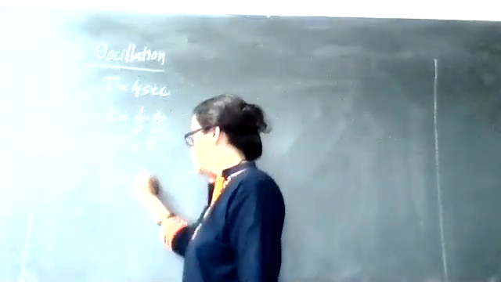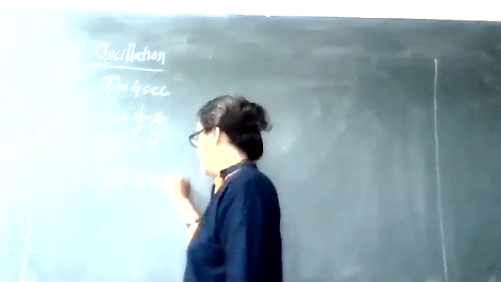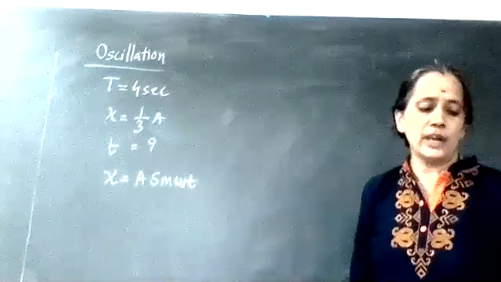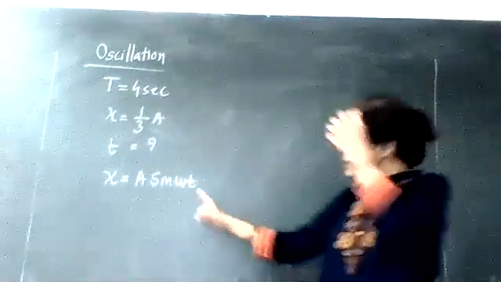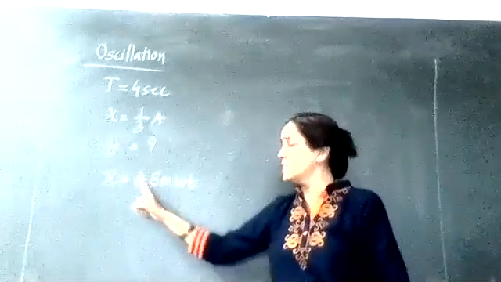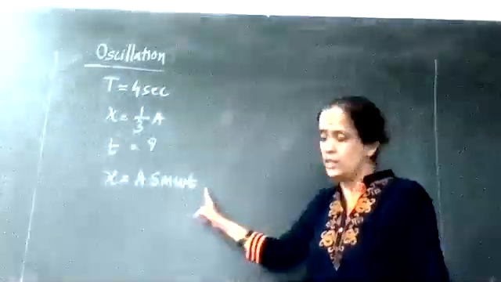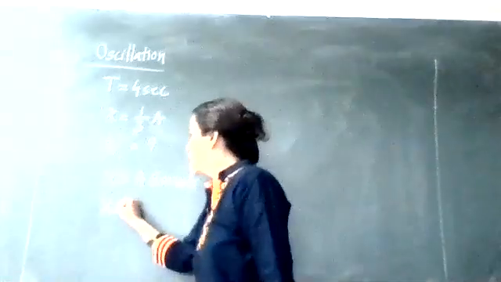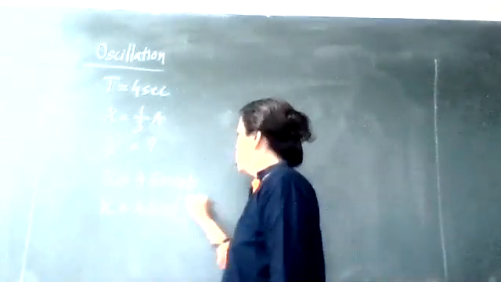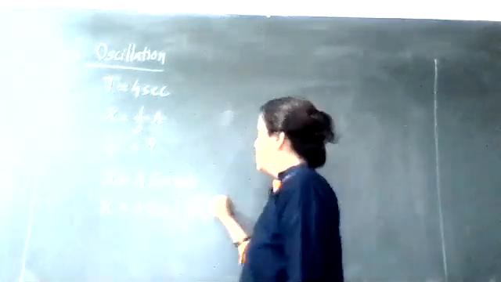When the bob is crossing the mean position, displacement x is equal to A sine omega t, which you have already studied in the theoretical part. That is, when the particle starts from the mean position, displacement x is equal to A sine omega t. Now instead of omega, I can put the value of omega, which is nothing but 2 pi upon capital T into t.